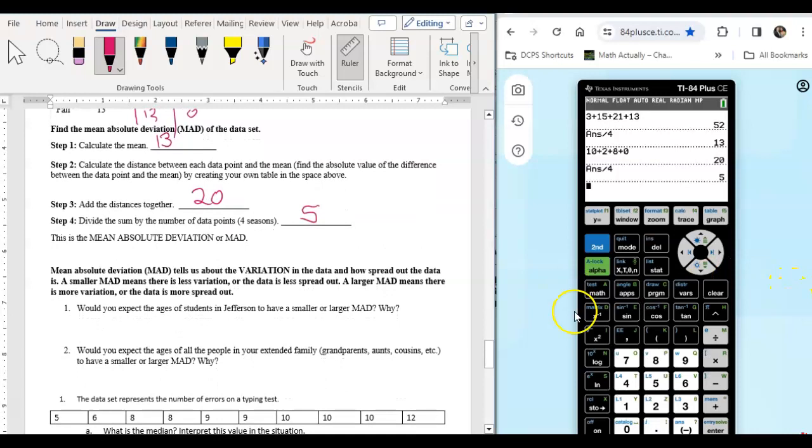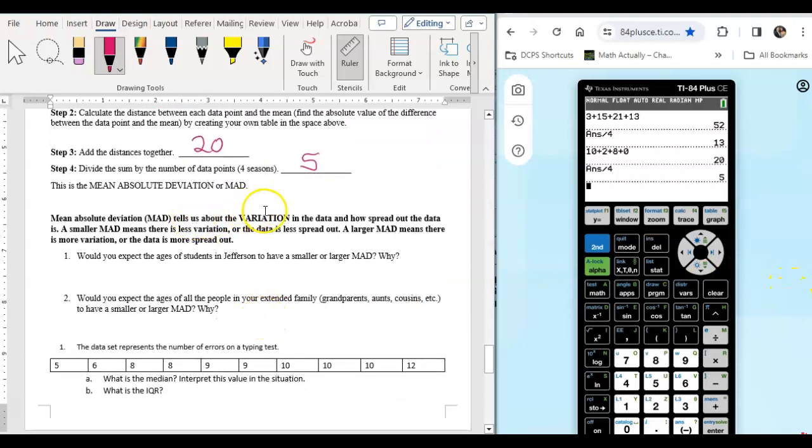All right, the next part tells us that this is about the variation in data and how spread out the data is from the center, right? So a smaller MAD means there's less variation or the data is less spread out. A larger MAD means more variation and the data is more spread out.